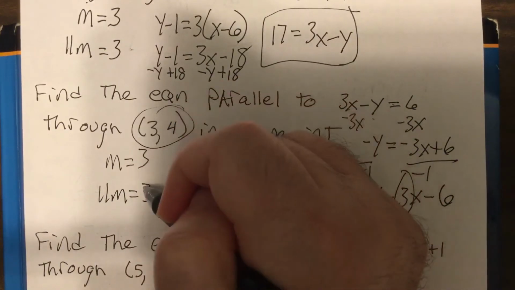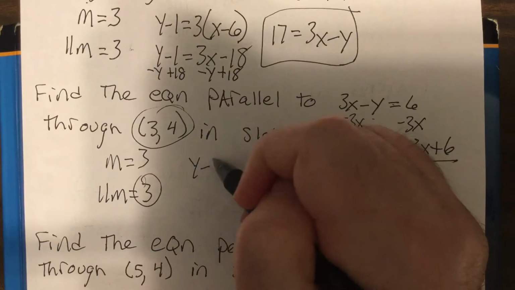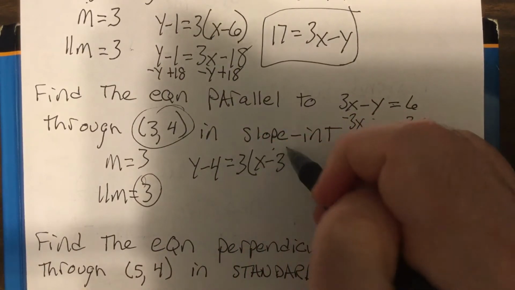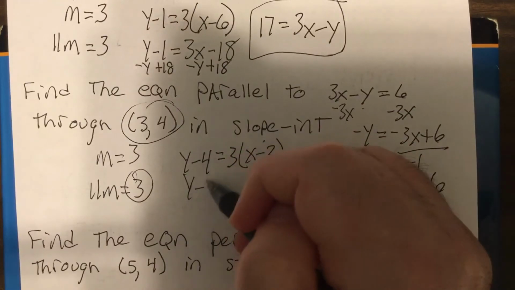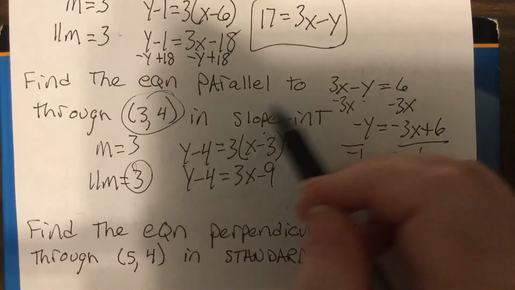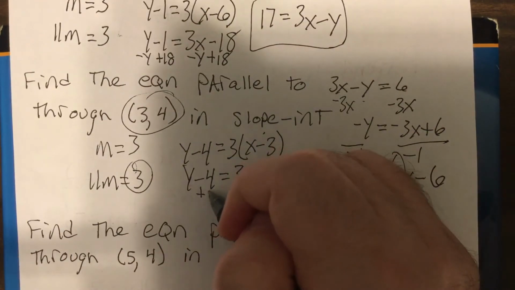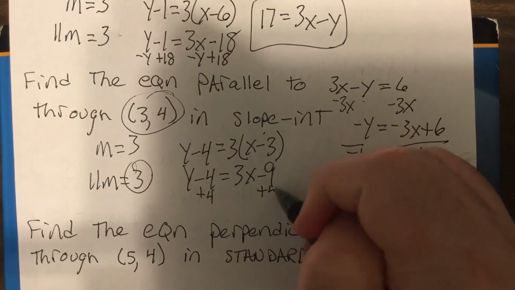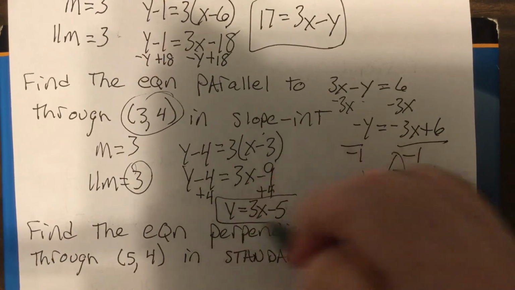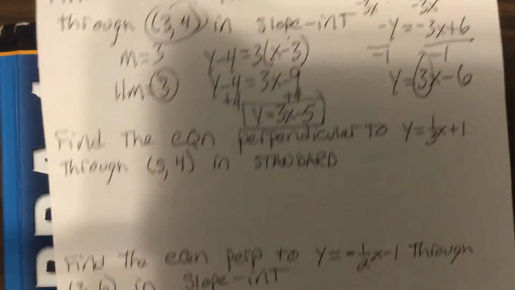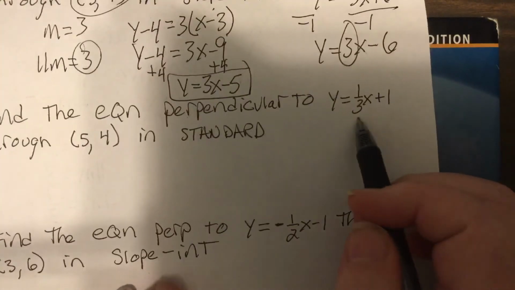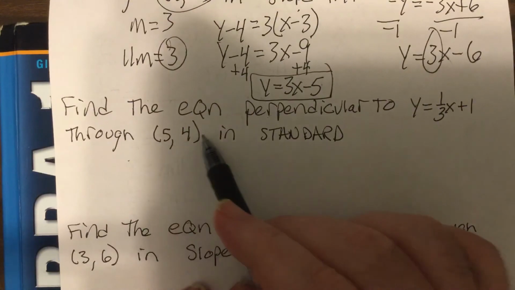So I'm going to use this and I'm going to use this. Y minus 4 point slope equals 3(x minus 3). So y minus 4 equals 3x minus 9. Now I want the answer in slope intercept, so I'm going to add 4, get y by itself. So y equals 3x minus 5. Woohoo!